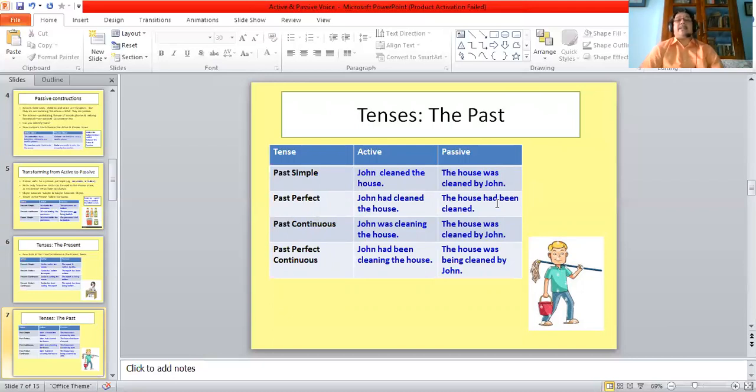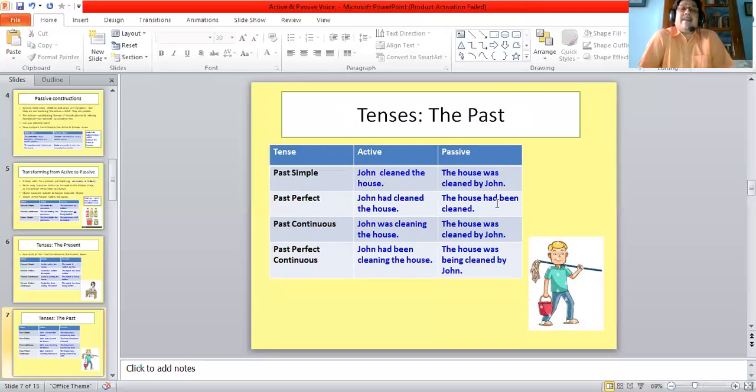Okay. So suppose I change this into the passive. This will be the house was cleaned by John. Now again, you may use by John or you may omit that again also if you want. But basically it is understood that the house, which is the object, is now becoming the subject, and John, which was the subject, is now becoming the object. Okay, so this is the kind of transformation that is taking place in the use of the past simple.